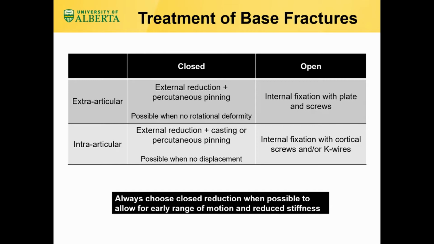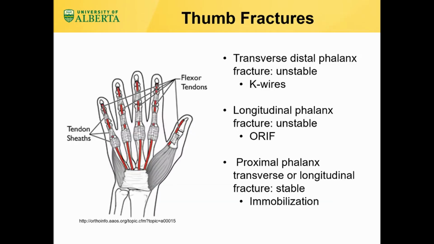Intra-articular fractures of the base of the phalanx should also be externally reduced and splinted whenever possible. This is possible if there is no displacement of the fracture. Unstable oblique fractures of the base can also be reduced externally, but they require percutaneous pinning to stabilize. Open reduction internal fixation is required for displaced base fractures. The fixation can be accomplished using cortical screws and/or K-wires.